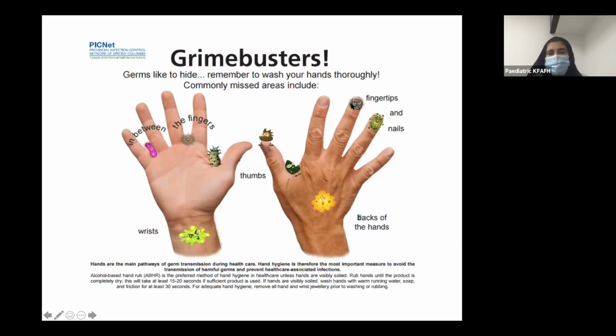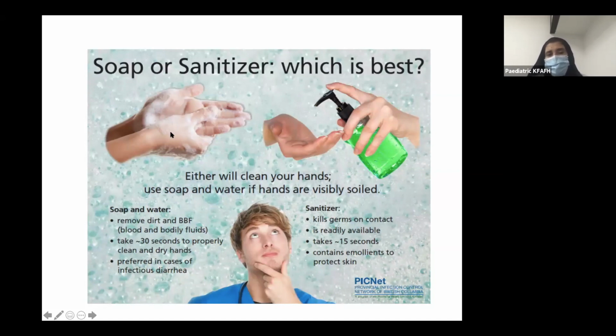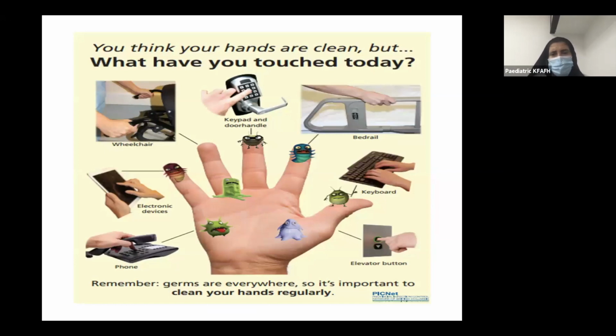And why this sequence? Because the fingertips are where most of the organisms are. And remember, there isn't really a big difference between soap and sanitizer. The difference is if you use soap and water to remove dirt, or if there is, God forbid, blood or body fluids, then it takes 30 seconds to clean and dry the hands. And remember as well, if you touch areas that are highly contaminated and not clean, then you're going to recontaminate your hands, even if you washed them.